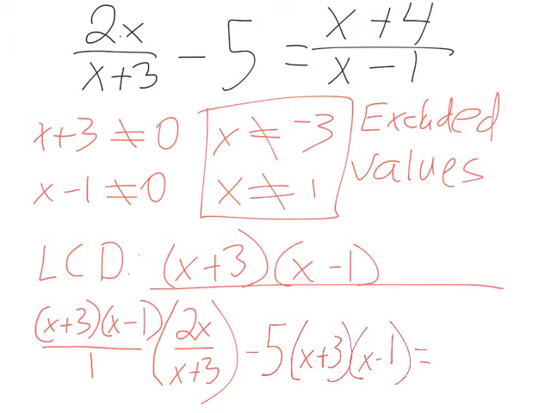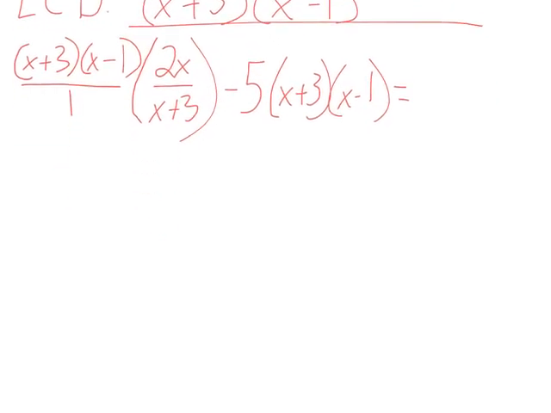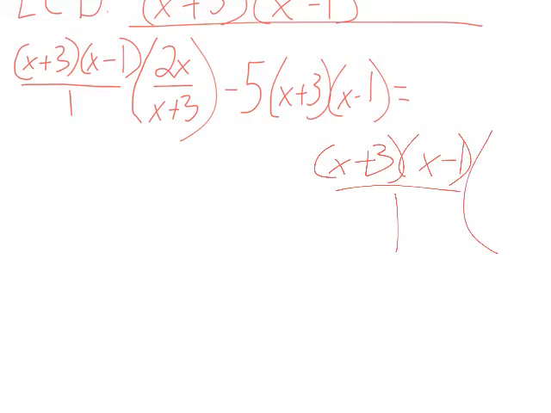And then this last term, this is the one I'm going to have trouble fitting in, I think. x plus 4 over x minus 1. I guess I'm going to have to drop down a little bit to put this in there. We're going to have x plus 3 times x minus 1 over 1. Still didn't really give myself enough room. Times x plus 4 over x minus 1.